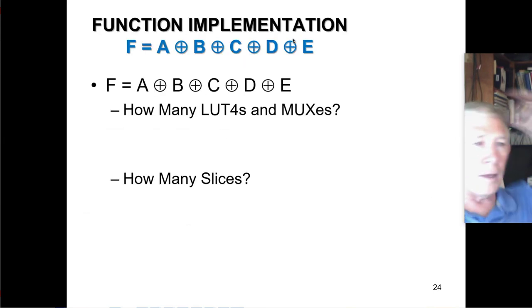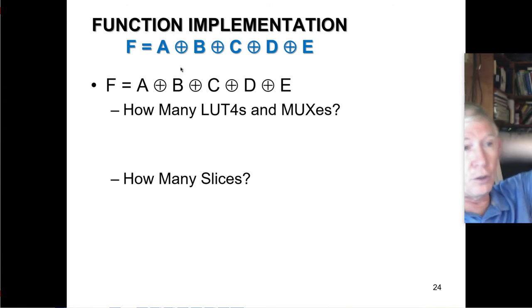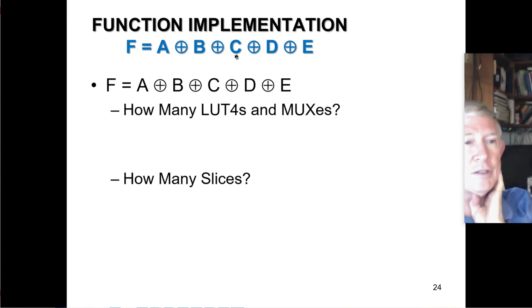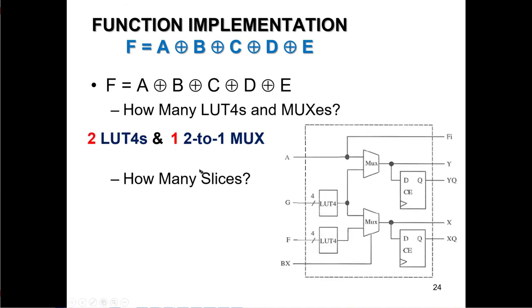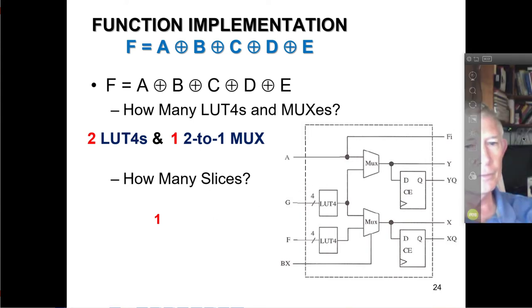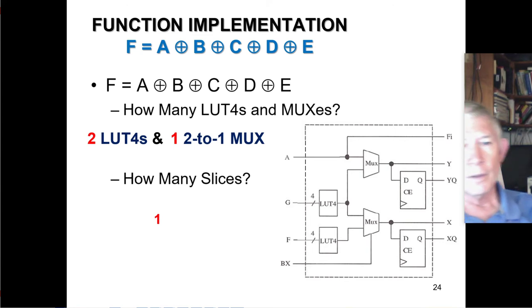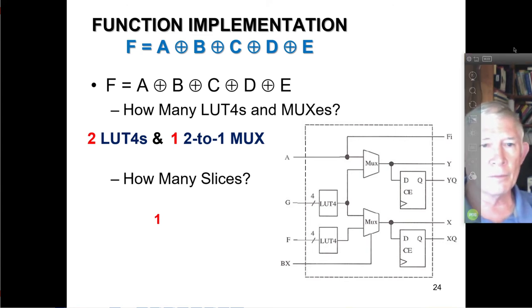So how about if we have to do an exclusive OR with A, B, C, D, and E? How many LUT4s and muxes? How many slices? Well, that's a good question. So it takes two LUT4s and one 2-to-1 mux. So how many slices? One slice. All right, well, let me go on.